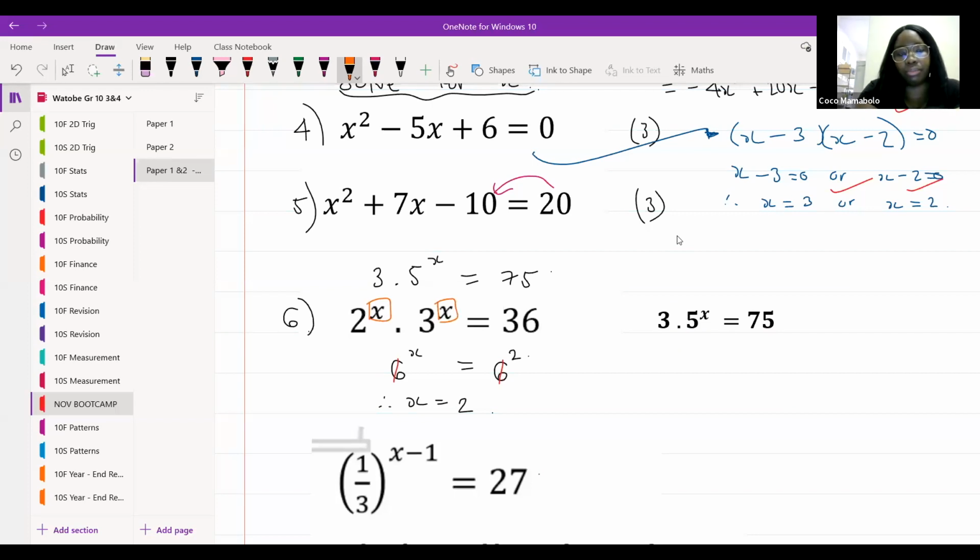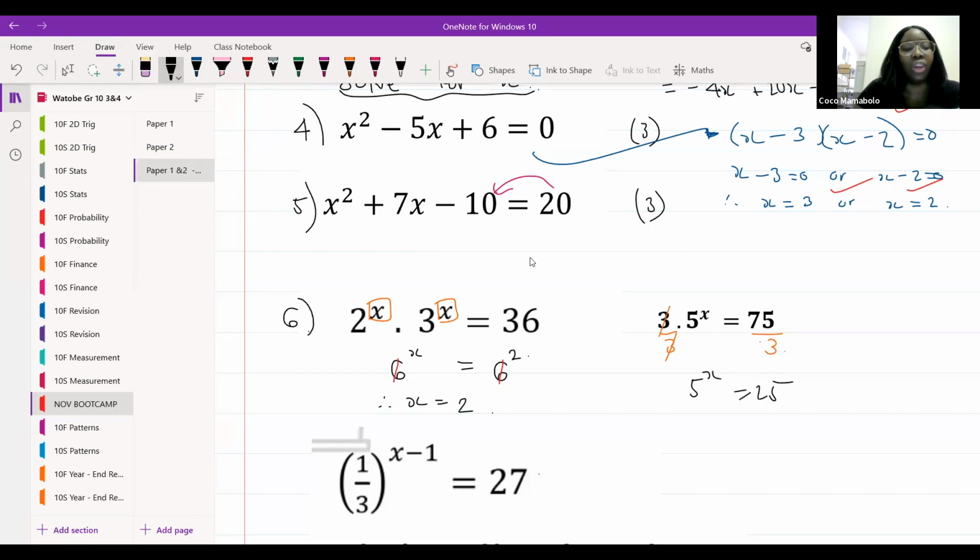Okay, thank you, ma'am. I hope I answered your question correctly. Very well, ma'am. Thank you, ma'am. All right, so there's a distinct difference here, guys. In this case, I would have to divide both sides by 3 and then solve 5 to the power of x is equal to 25.